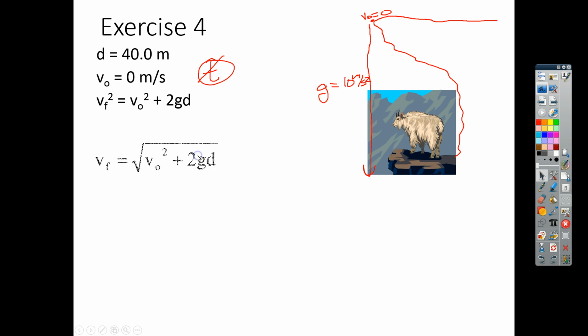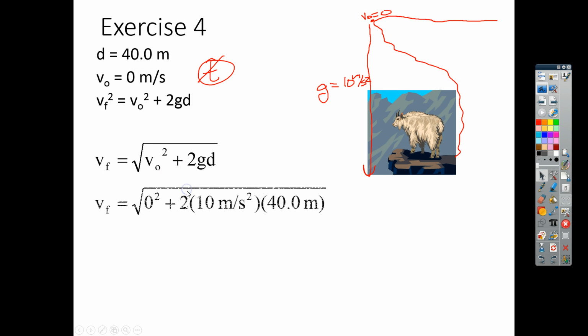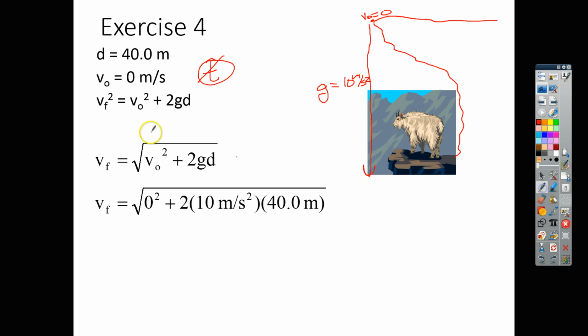At this point, we can go ahead and start plugging some things in, or we can rearrange the equation. Totally up to you how you want to do it. In this one, we rearranged the equation, and all we did was take the square root of both sides. So we end up with the square root of V0 squared plus 2 times gravity times the displacement, and that's equal to the final velocity. So we've plugged everything in.